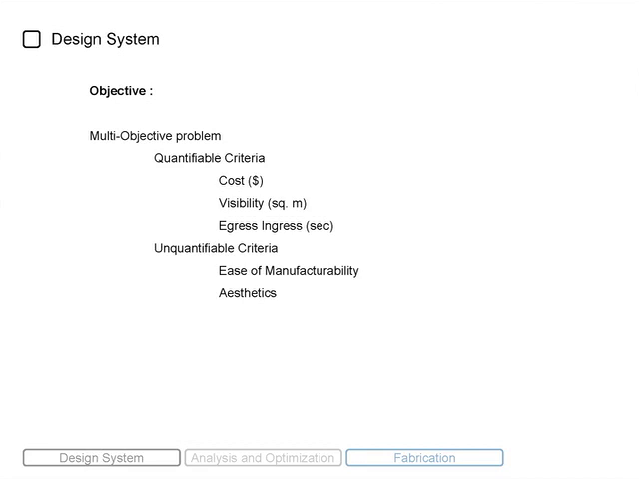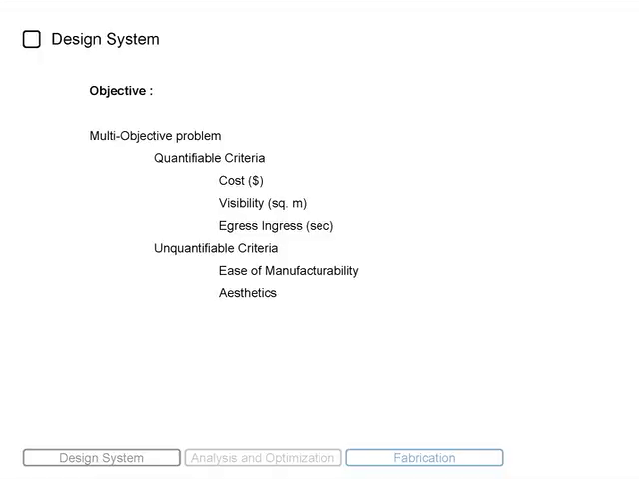We had quantifiable criteria: cost, visibility, which we wanted to increase compared to the previous car, and the amount of time it takes to get in and out of the car, which, although we didn't define it as a quantifiable criterion, was very hard to model. We had to basically test it. The unquantifiable criterion is ease of manufacturability. We specified it as unquantifiable because our design was changing so much at the time that we pushed it to more of an unquantifiable criterion. Aesthetics was also definitely an unquantifiable criterion, which had no model really to build on.